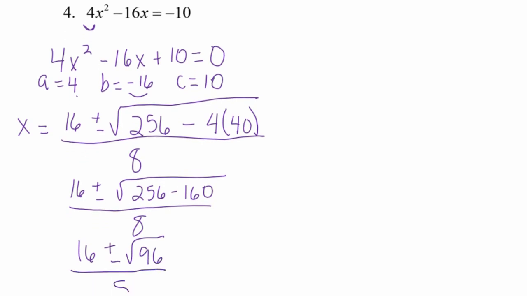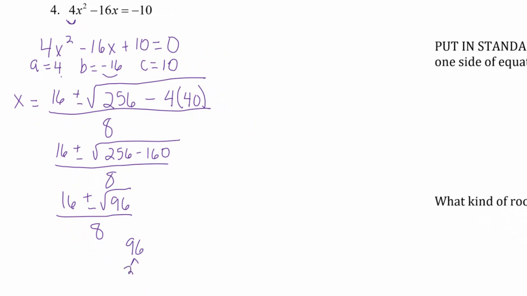Okay. And now we're going to look for perfect squares in 96. So 96 is 3 times 32 for sure, right? And then 32 is 2 times 16. So here is our perfect square, the 16. So we have 16 plus or minus, square root of 16 is 4, times the square root of, and then remember we have left over the 3 times 2, which is 6 under the radical. All over 8.